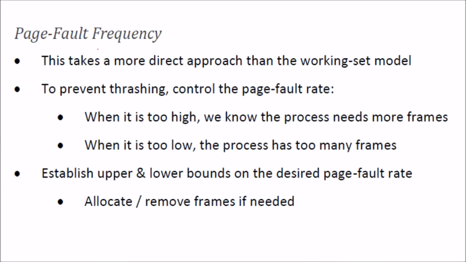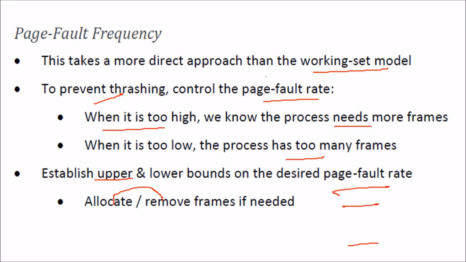We have page fault frequency, which is quite a direct approach compared to the working set model we have just seen. In order to prevent thrashing, we control the page fault rate. When it is too high, we know the process needs more frames. When it is too low, we know the process has too many frames. If it is thrashing, that means it has too few frames. If it is not thrashing, that means it has too many frames. So what we do here is assign an upper and lower bound for the desired page fault rate, and we allocate and remove frames accordingly.